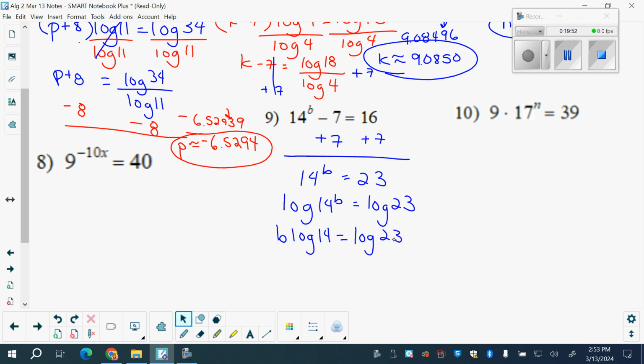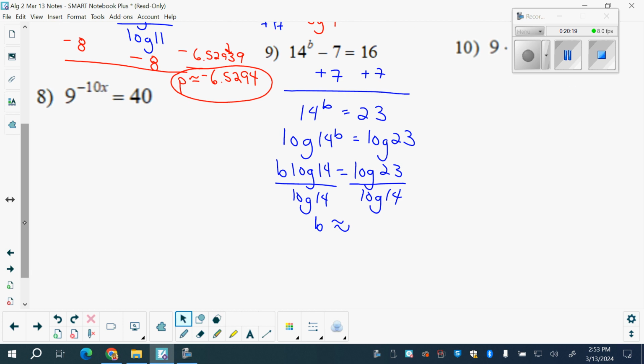David, I want you to tell me the next step here. What will we do next to get b by itself? We're going to do something with the log 14. David. Divide by log 14? Yes, good. And so b is about 1.1881.